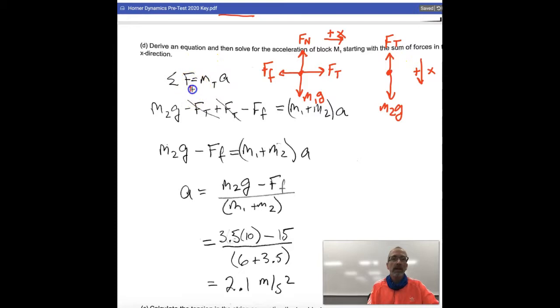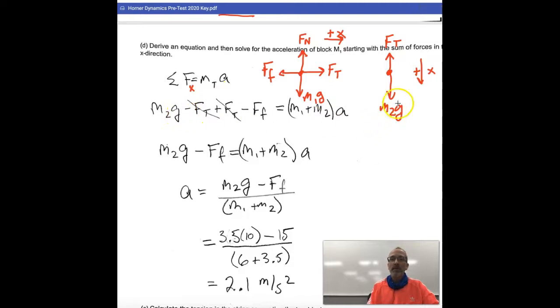You could say in the x direction if you want to, since we said to the right is positive x and to the bottom here is positive x. That's equal to the total mass. Why do we have to do total mass? Well, we have two masses, and because they're connected by the string, they both accelerate at the same rate. So we're going to say that's equal to the total mass times the acceleration.